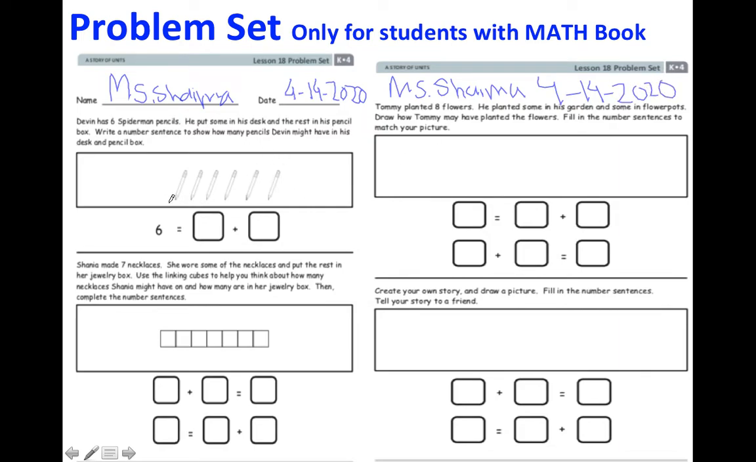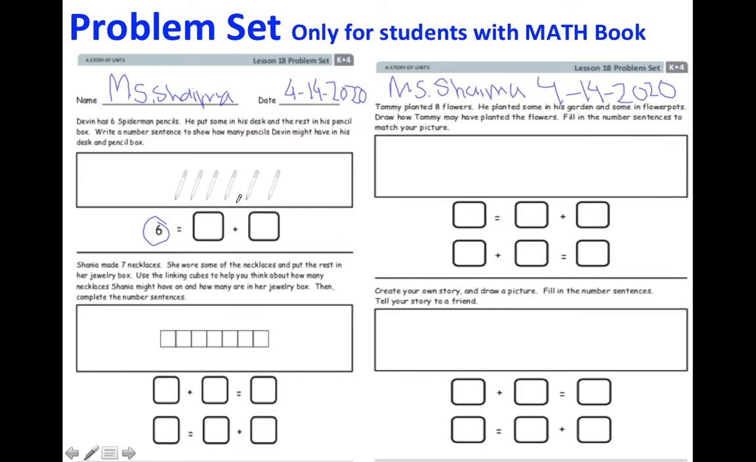So let's do this one together. It says Devin has 6 Spider-Man pencils. He put some on his desk and the rest of his pencils in a box. Write a number sentence to show how many pencils Devin might have on his desk and in his pencil box. So let's count. 1, 2, 3, 4, 5, 6. I know the whole is 6 because he has 6 pencils all together.